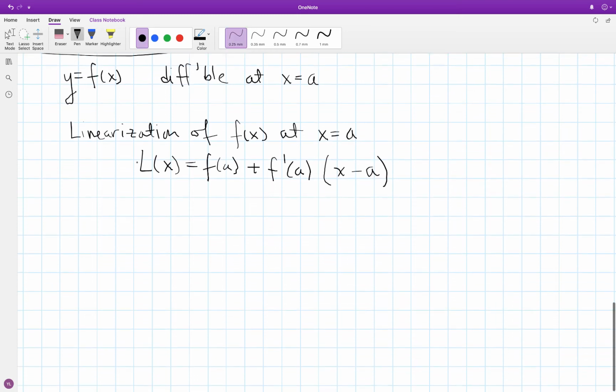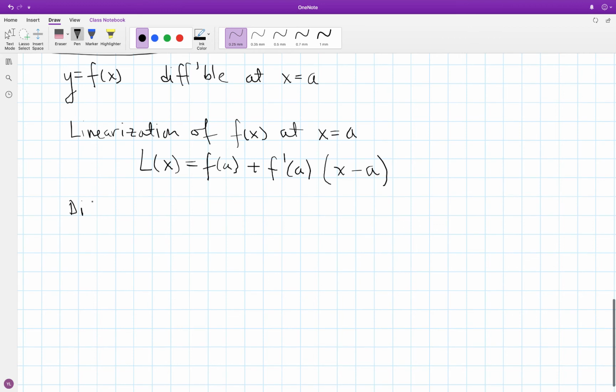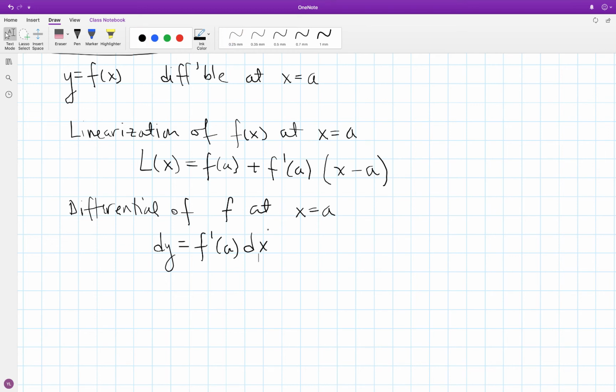Okay, and then what we just talked about was the differential. Let me write down a couple things. The differential of f at x equals a is called dy, and it is simply the derivative of the function evaluated at a times dx. We also use the expression for the differential in many other contexts outside of just using the differential for estimation. So we now sort of have this notational thing. The differential of f is just given by dy equals f prime of x dx.